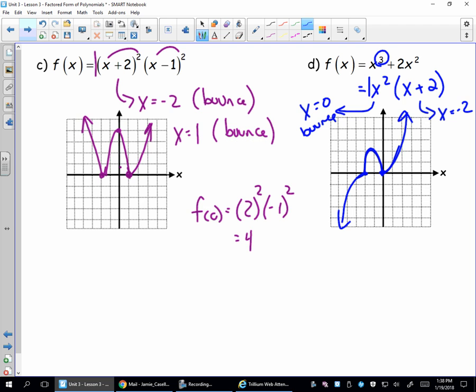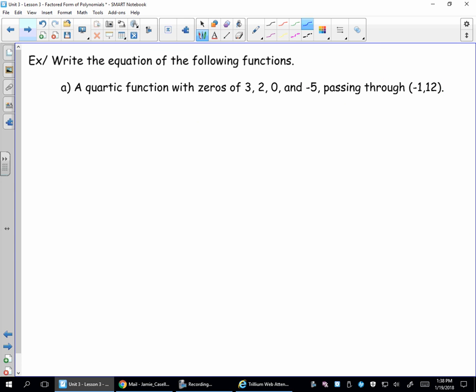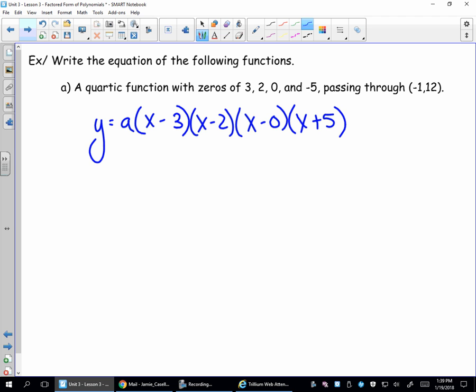What if we want to work backwards? What if we have the information, we want to make the equation? Well, we can do that using the ideas we learned about in quadratics, where if we know our zeros, we can always plug them in. So a bracket x minus the 0, change my sign, change my sign, change my sign, change my sign. The only thing I'm missing is the leading coefficient, which I can find if I know a value.